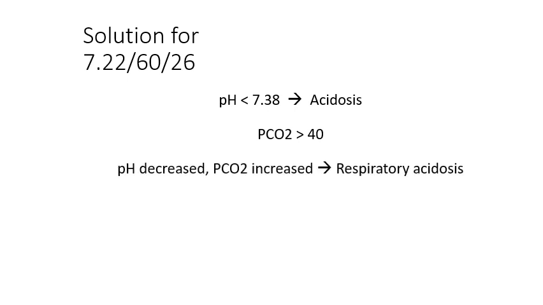So looking at the solution, we have a pH of 7.22, which itself tells us that the pH is less than 7.38, so there is acidosis. Then we have a PCO2 that is more than 40 millimeters of mercury. So a PCO2 of more than 40 means the PCO2 has risen and the pH has fallen. When the pH decreases and PCO2 increases, that is a change in opposite directions, the disorder is respiratory, and we have figured out the primary disorder to be acidosis, so the disorder becomes respiratory acidosis.